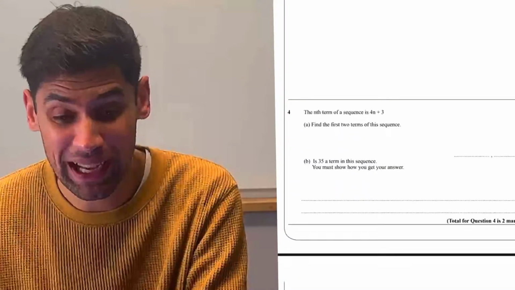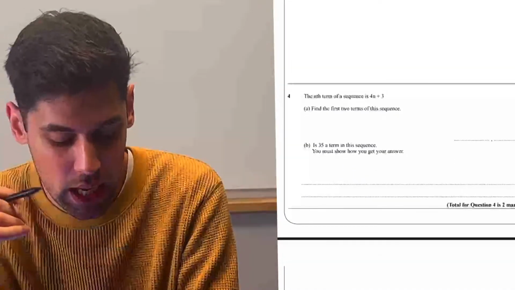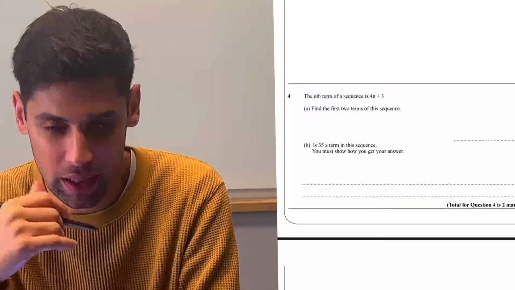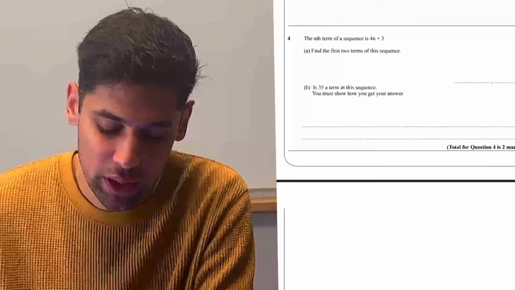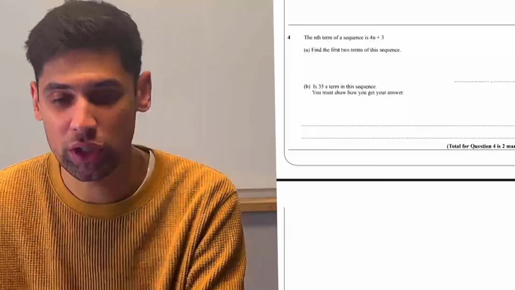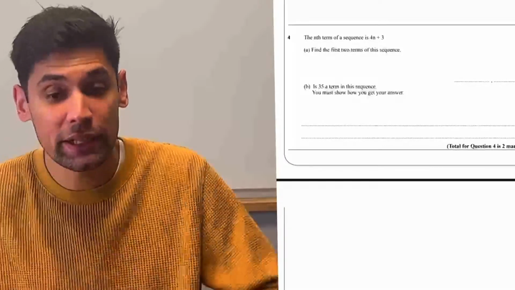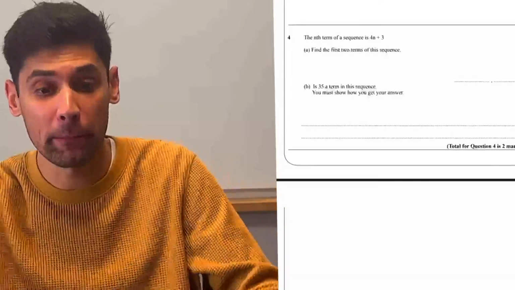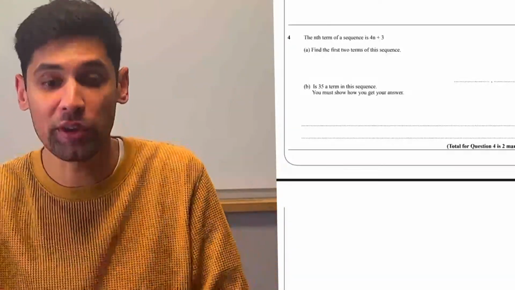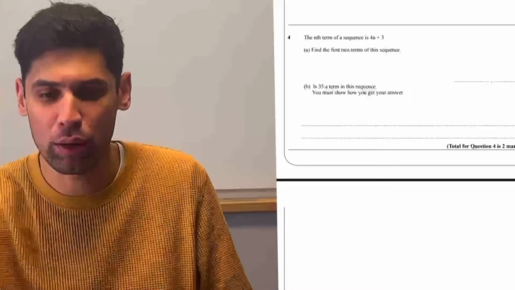So let's do some sequences here. We're going to start off relatively basic. I'm going to go through these ones quite quickly, just to get us up to speed. The nth term of a sequence is 4n plus 3. Find the first two terms of this sequence. So n literally means the number of the term. Which term? The first term, second term, third term, the nth term.